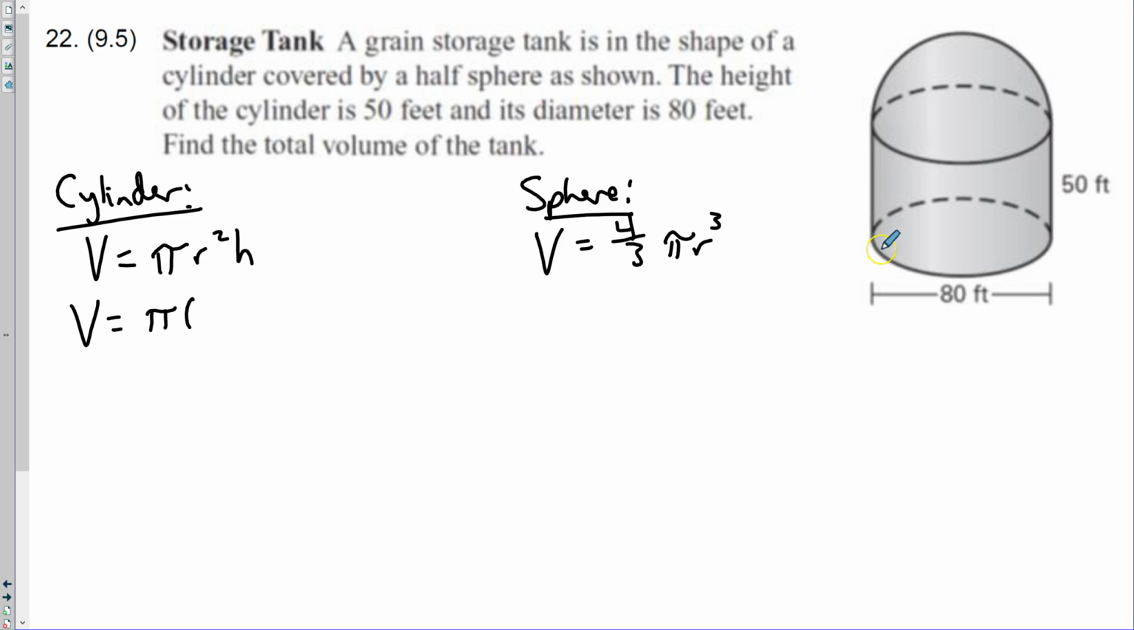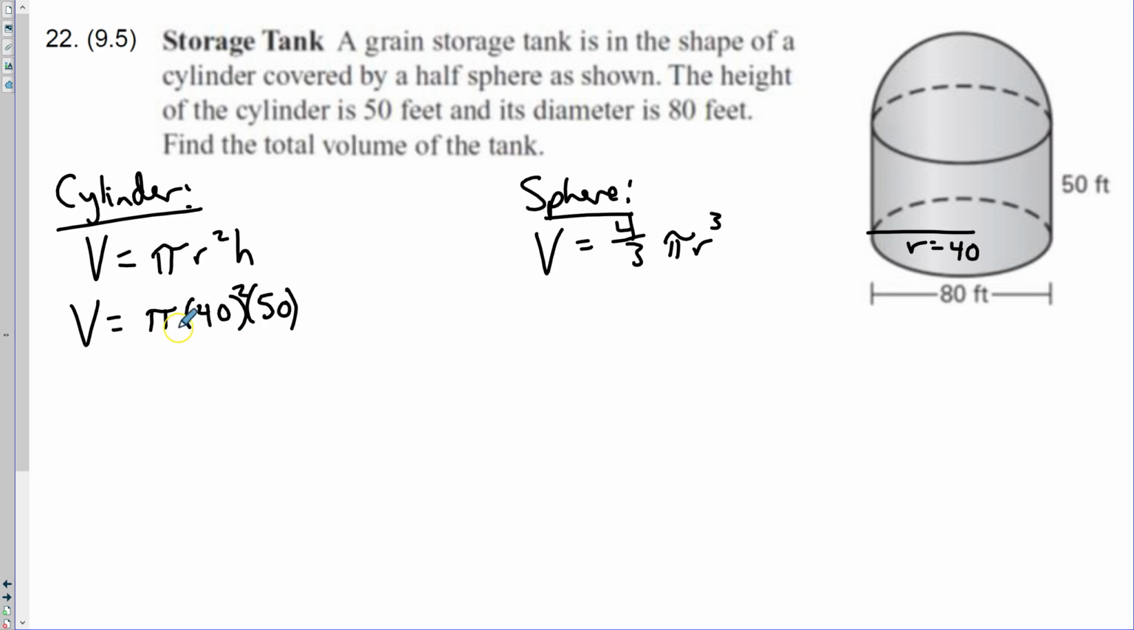So the radius is coming from the diameter here. So the full distance, the diameter, is 80. Our radius would be half that, which would be 40 feet. And then the height is 50 feet.